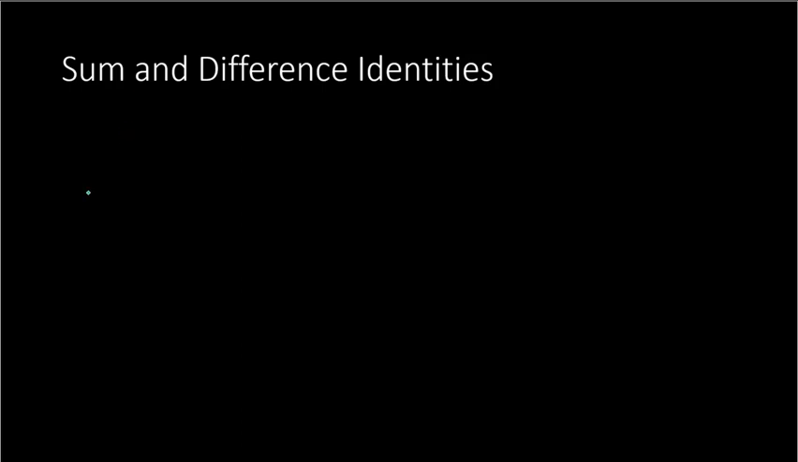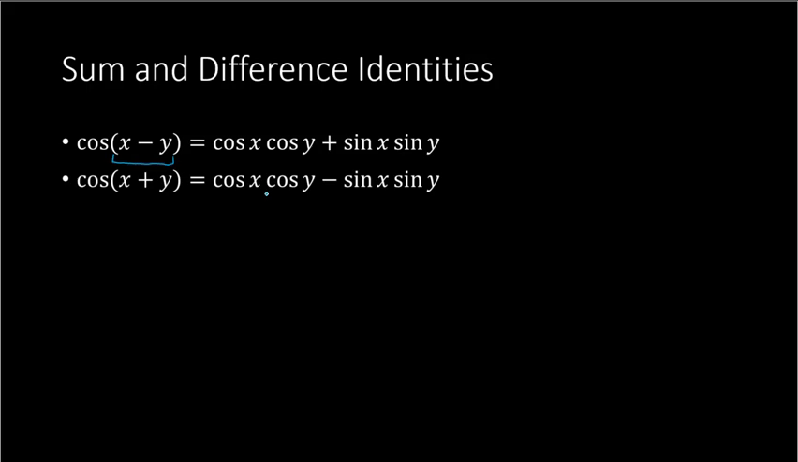two different angle measures. The first one we see is cosine of x minus y, so the angle is x minus y, two different numbers subtracted from each other. We're not going to take the time to prove each of these. For now, we'll tell you what they are and then how to use them. The difference identity for cosine says that cosine of x minus y equals cosine of x times cosine of y plus sine of x times sine of y. And cosine of x plus y equals cosine of x times cosine of y minus sine of x times sine of y.